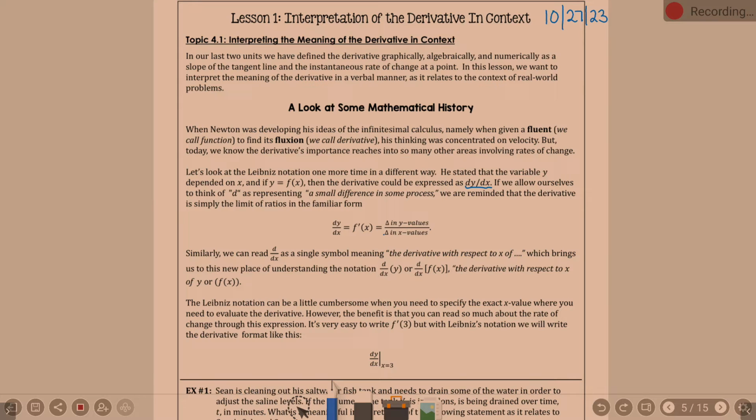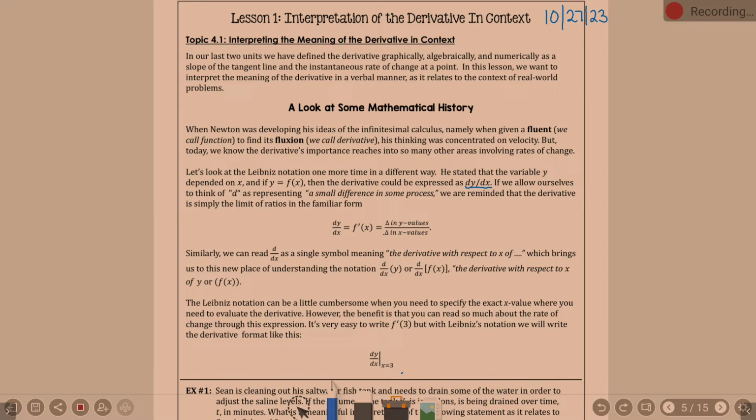What else do we have? Leibniz notation, that dy dx, we've already talked about. It's a little bit harder to write, but sometimes it tells us a little bit more. It's a little more cumbersome when you need to specify the exact x value where you need to evaluate the derivative. The benefit is you can read more about the rate because of the dy dx. So just remembering that f prime of 3 is the derivative evaluated at 3. Dy dx with the evaluation bar, evaluated at x equals 3, is the same thing. You've seen both of these notations already, so that's not new.